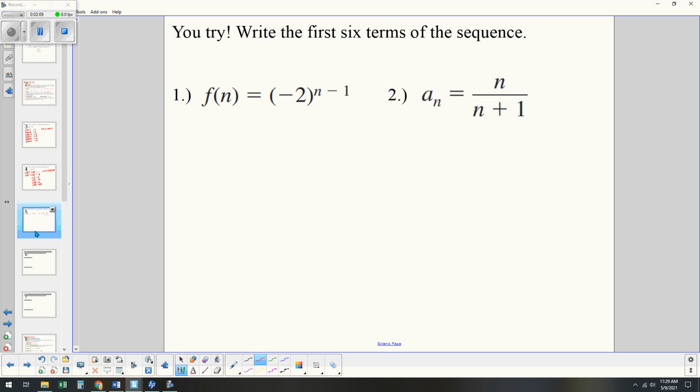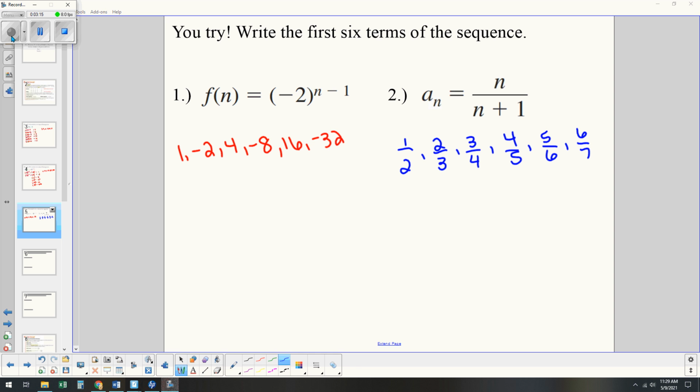All right, you go ahead and try these two, pause it, and you could check your answers. All right, so for the first one, I would have gotten 1, negative 2, 4, negative 8, 16, negative 32. And with the second one, I would have had 1/2, 2/3, 3/4, 4/5, 5/6, 6/7.